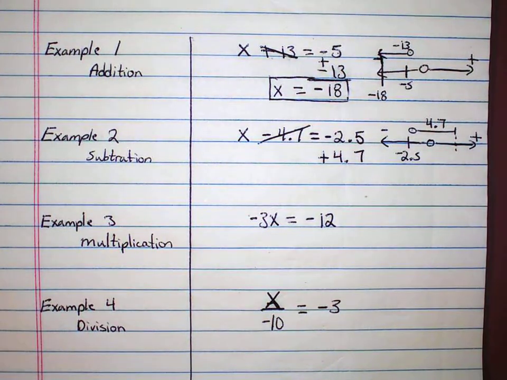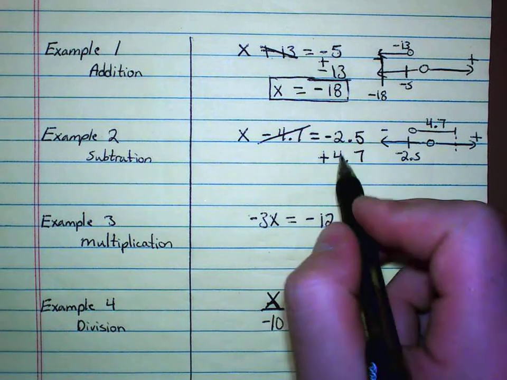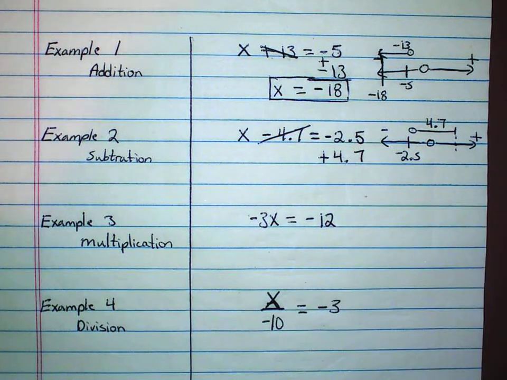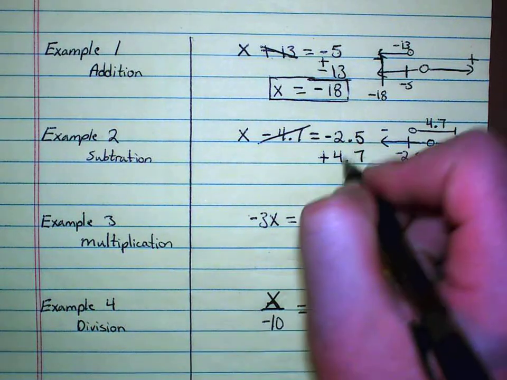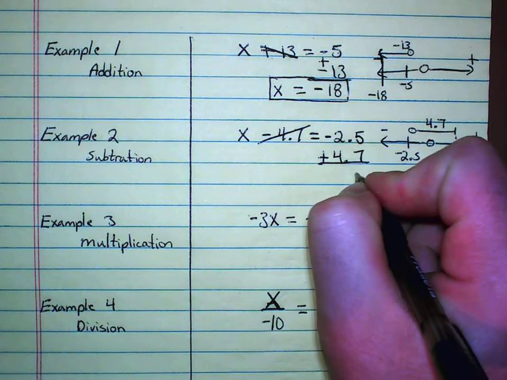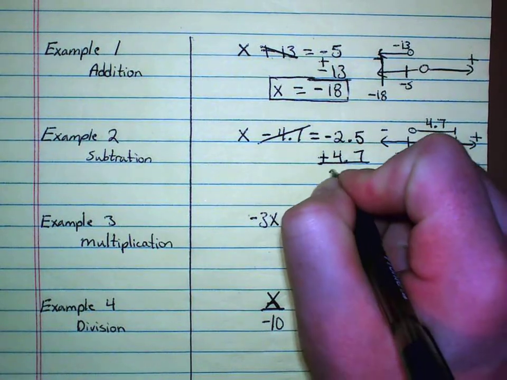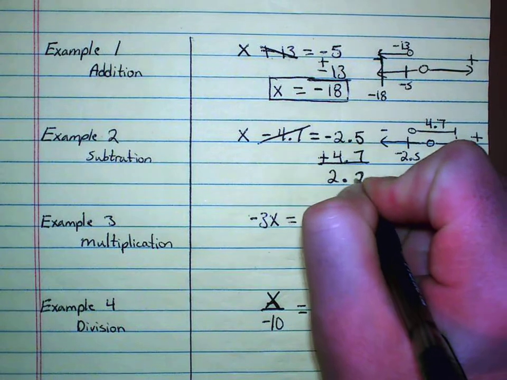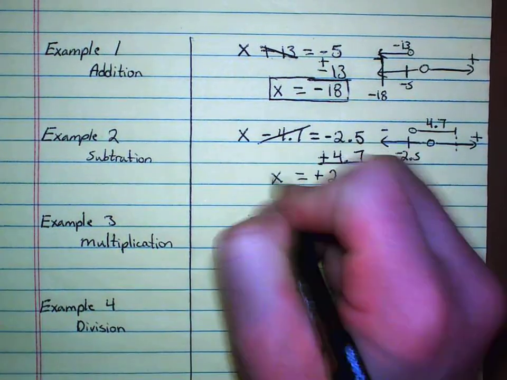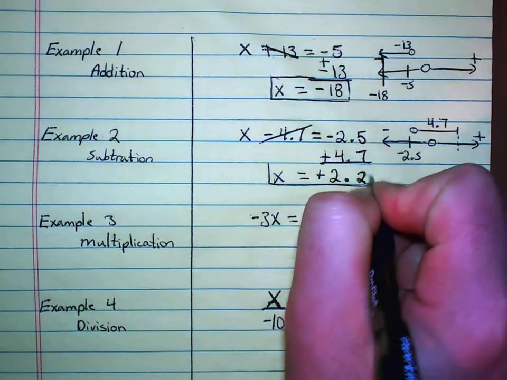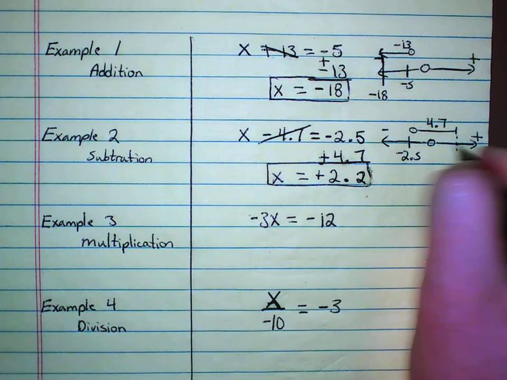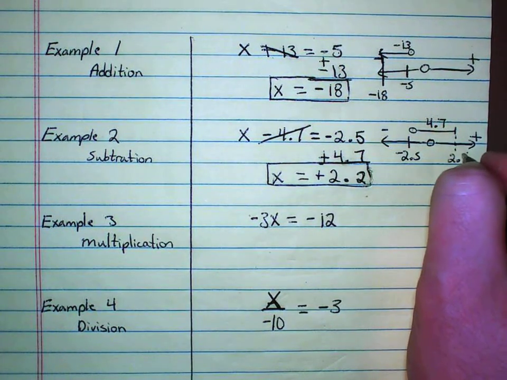Okay? Now, the easiest way to do that is actually switch these two numbers and just subtract. Okay? So if I switch these two numbers and I subtract, I'm going to wind up getting a positive 2.2. Okay? So x will equal a positive 2.2, on my number line and be right here.